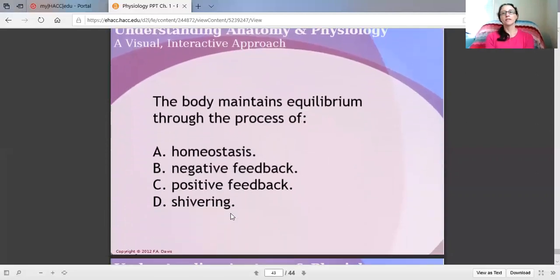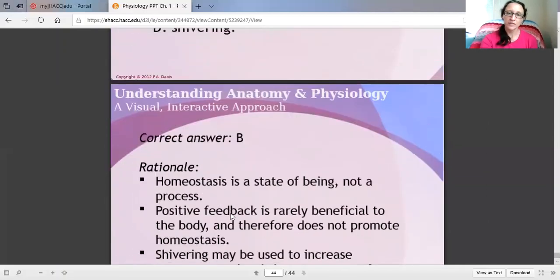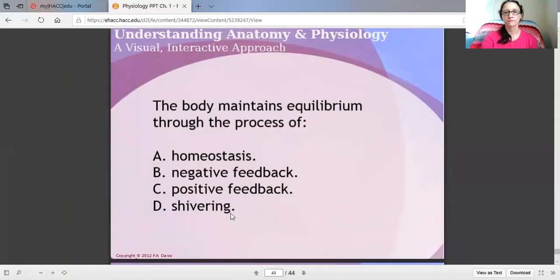How does the body maintain equilibrium? That's right, homeostasis. Homeostasis is dynamic equilibrium. Okay.